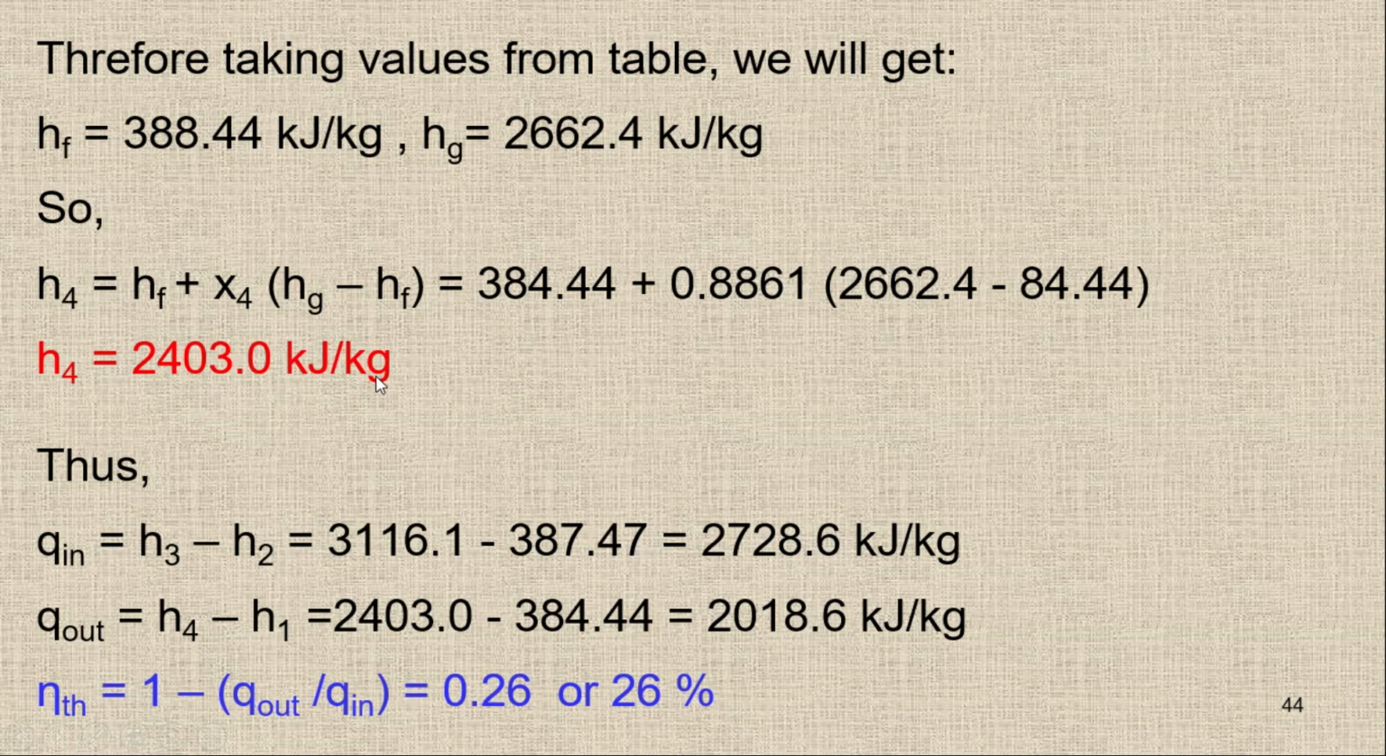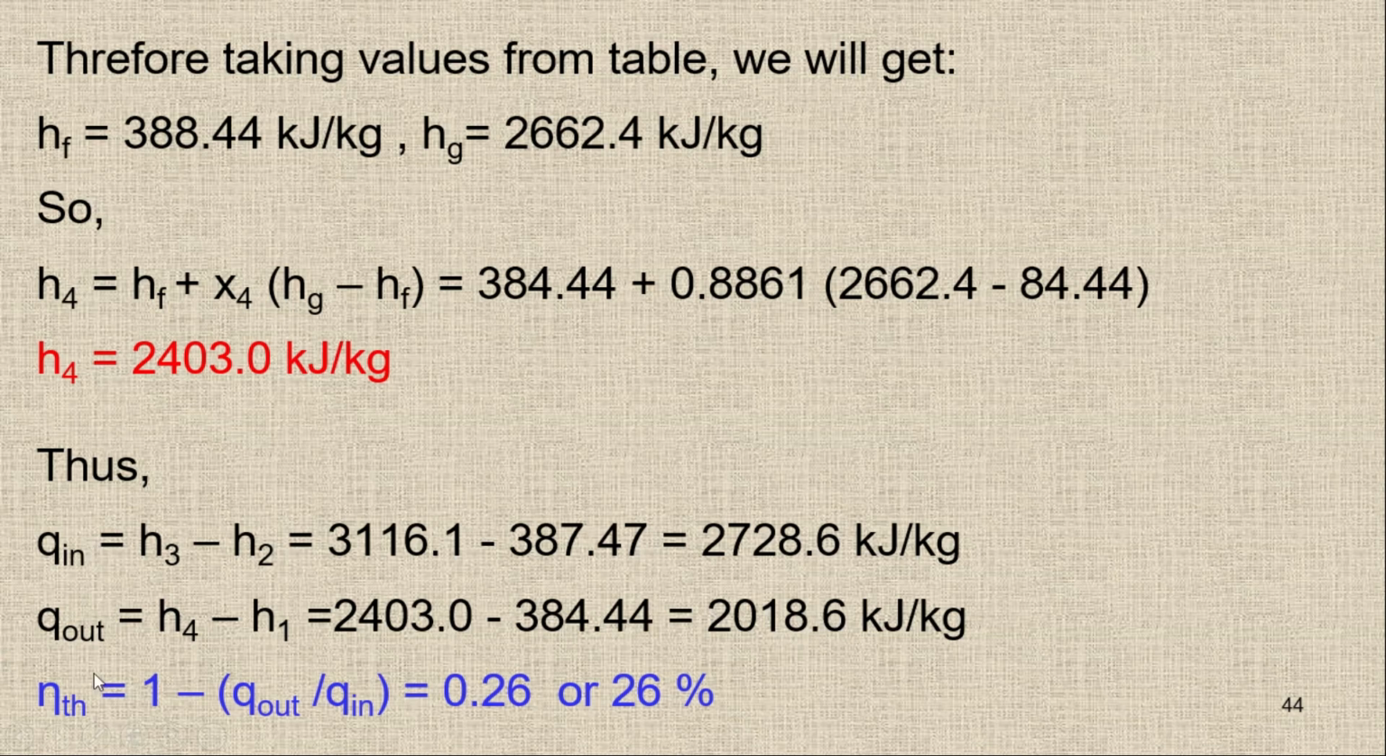So right now we have already calculated the enthalpies at state number 1, state 2, state 3, and state 4. So whenever we have the enthalpy values at all points, we can easily calculate the Q in, Q out, and even W in and W out, or W net as well. So we have Q in, which is H3 minus H2. So we have the value of Q in equal to 2728.6, and Q out will be equal to H4 minus H1. So you will get 2018.6.